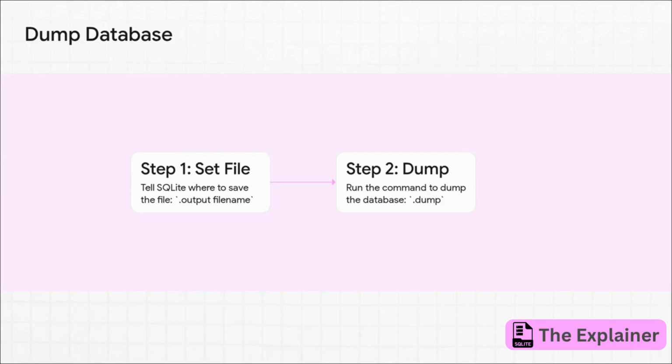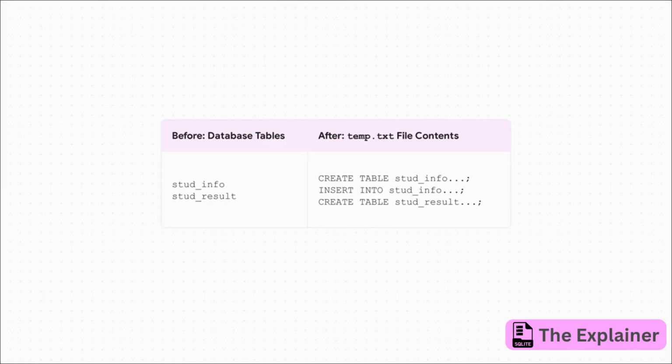And making this blueprint is so simple, it's almost funny. It's just two steps. First, you use the .output command. You're basically telling SQLite, hey, anything you're about to do, don't show it to me, just save it into this file. Then you just type .dump. That's it, you're done. And check this out.